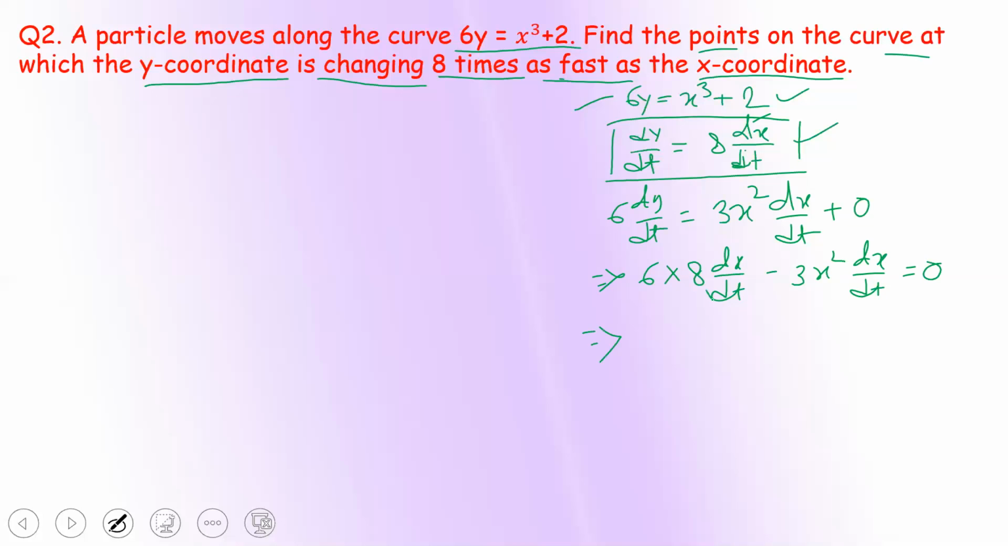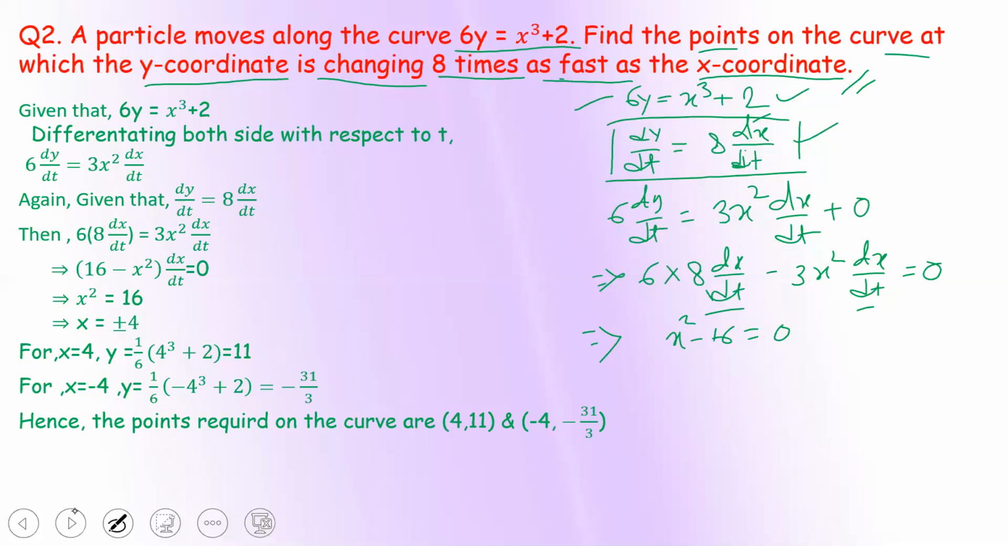Since dx/dt is non-zero, since here it is given they are changing with respect to time. So dx/dt is non-zero, since x is not constant, x is changing continuously. So if dx/dt is non-zero, then from here you can find x square minus 16 is 0. So x square is 16, then x is equal to plus minus 4.